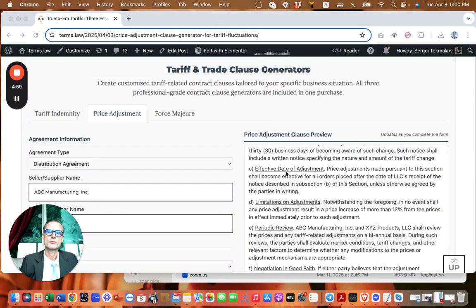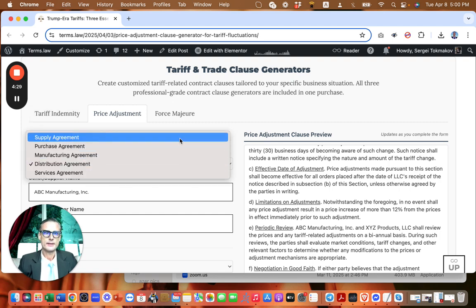Hello, I'm a California lawyer that created these tariff-related contract clause generators, and I want to explain what they do and why. When we saw the news about how aggressive Trump trade policies are, how high the tariff rates are, I figured I have to create something that can help you renegotiate the clauses that are affected the most in the types of contracts that are affected the most.